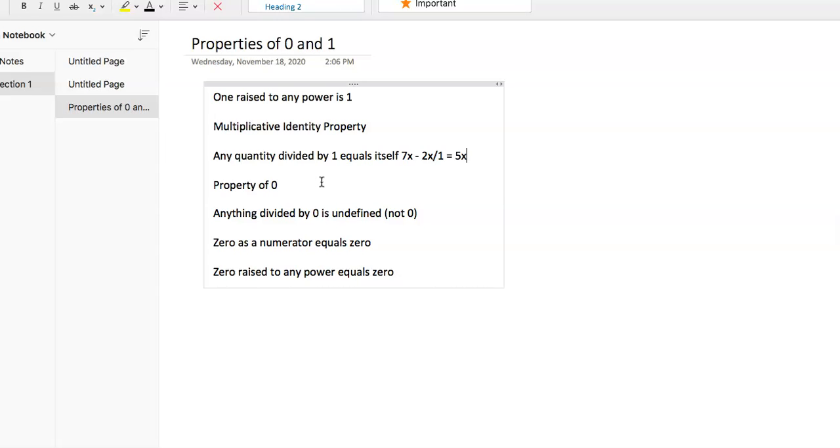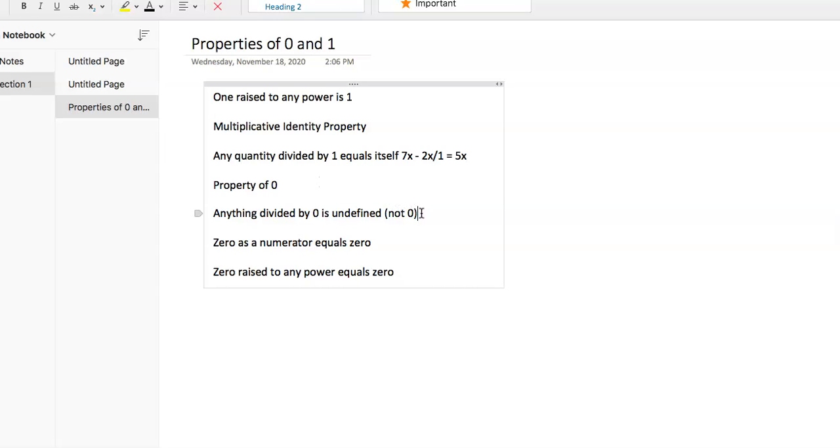It also applies to multiplication, right? The property of 0 says the product of a number and 0 is 0. 5 times 0 is 0. 500 times 0 is 0. And that's your property of 0. So really, pretty simple.